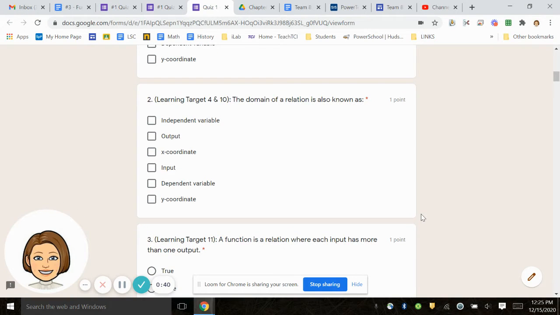Number 2, the domain of a relation is also known as independent variable, output, x-coordinate, input, dependent variable, y-coordinate. Again, check all that apply. You should have checked 3 boxes.